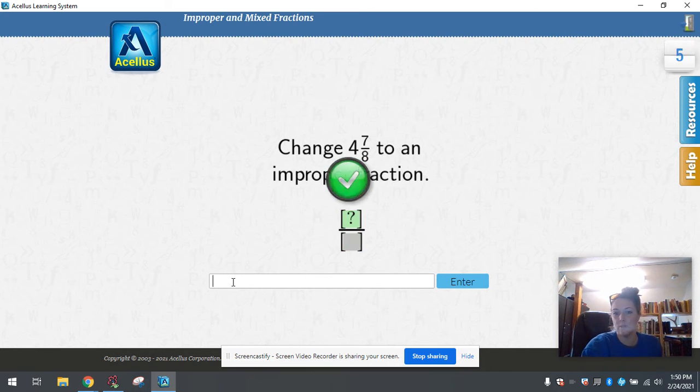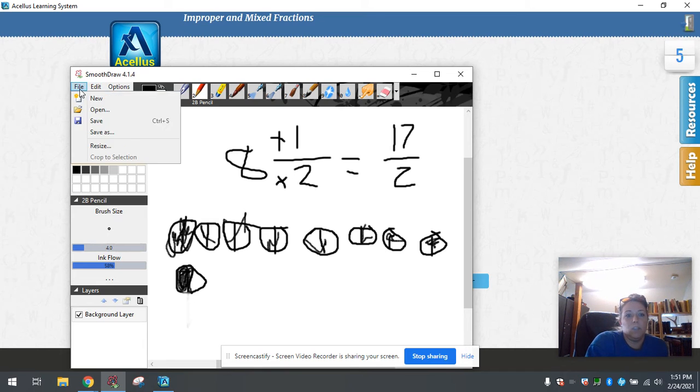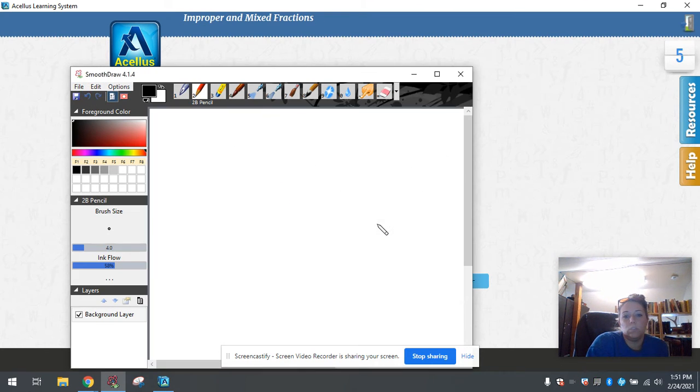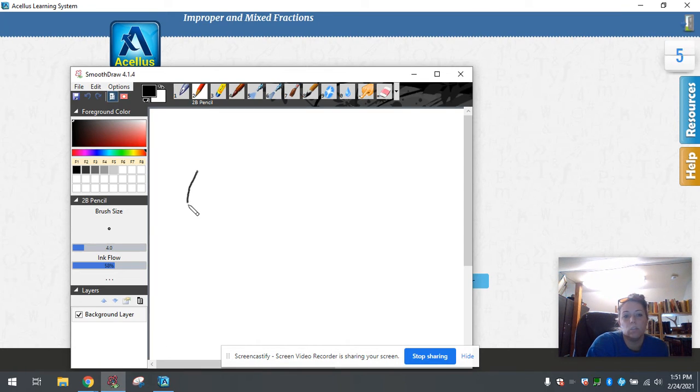And 2 for my denominator. All right, change the improper fraction. We're going to do the easy peasy. And I'm not going to draw them all out. No, I don't want to save it. 4 7/8. So math here to do the easy peasy lemon squeezy.